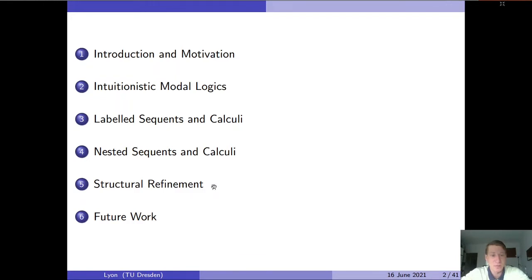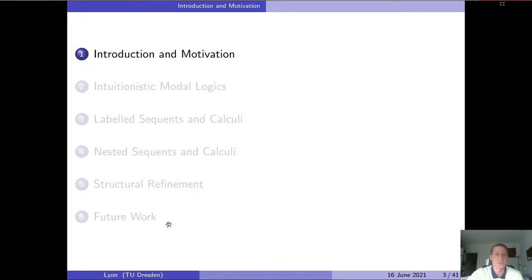And last, hopefully there will be enough time to talk about how these nested sequence systems were extracted from these labeled systems, what this idea of structural refinement is, which essentially has to deal with simplifying the structure in labeled sequence systems so that you obtain nested sequence systems. And I'll end with a discussion on some potential future work.